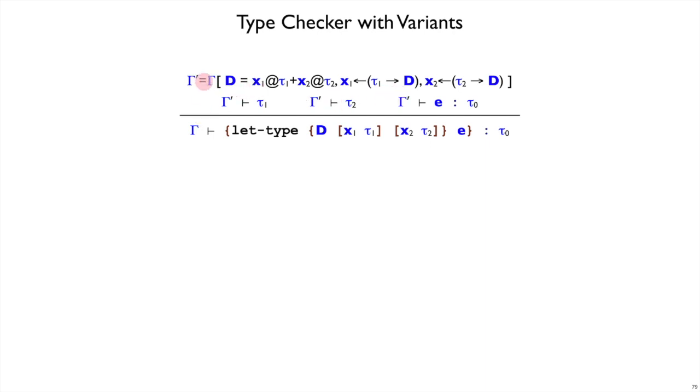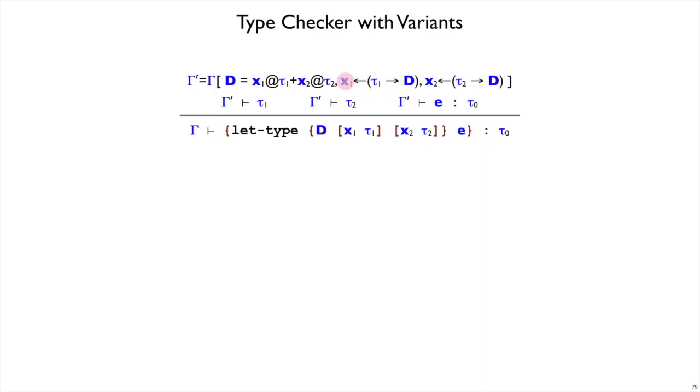Gamma prime is defined as whatever our current gamma environment is, with that information about the type declaration d. So d has variants x1 and x2, where the field types are tal1 and tal2. We put that in the environment, but also x1 and x2 can be used like functions in the body of e. They're constructors and they construct variants, but they have the same type as functions. And so we put that in the environment also.